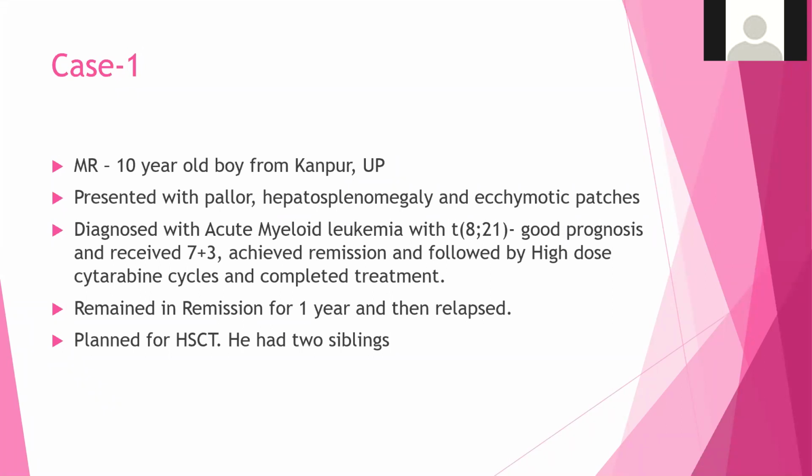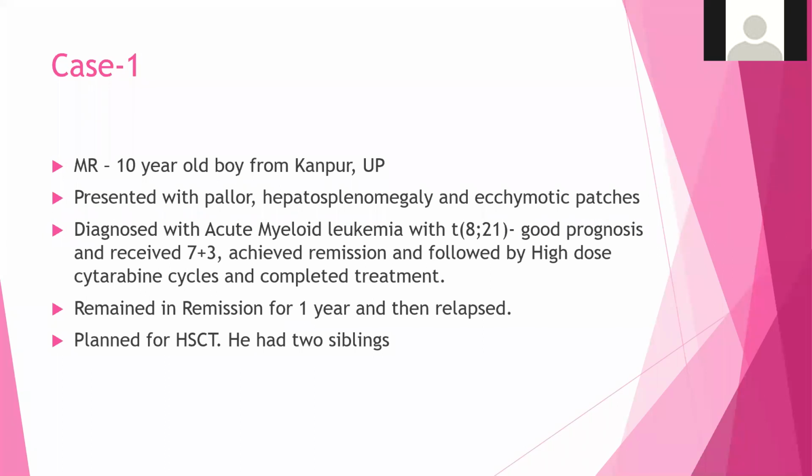Good evening to all. I'm here to present the first case. This is MR, a 10-year-old boy from Kanpur, Uttar Pradesh, who presented with pallor, hepatosplenomegaly, and ecchymotic patches. He was diagnosed with acute myeloid leukemia with a translocation of 8;21, which is a good prognosis, and he received chemotherapy of 7+3. He achieved remission after this, and this was followed by a high-dose cytarabine cycle, and he completed the treatment. He remained in remission for about a year and then relapsed. He was planned for HSCT.